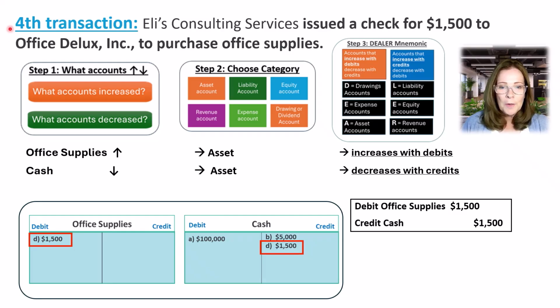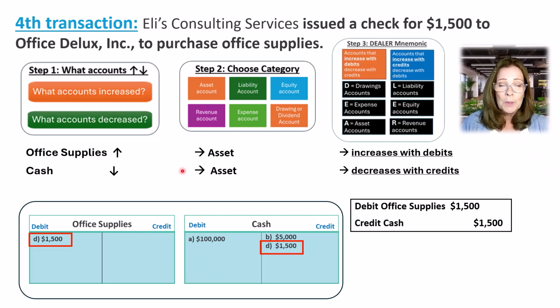For our fourth transaction, Eli's Consulting Services issued a check for $1,500 to Office Deluxe to purchase office supplies. When we analyzed this transaction using the accounting equation, we said that the business's office supplies increased because the business now has more office supplies, and the cash account decreased because Eli's Consulting issued a check. In step 2, we ask what kind of accounts office supplies and cash are. Office supplies is an asset and cash is an asset.